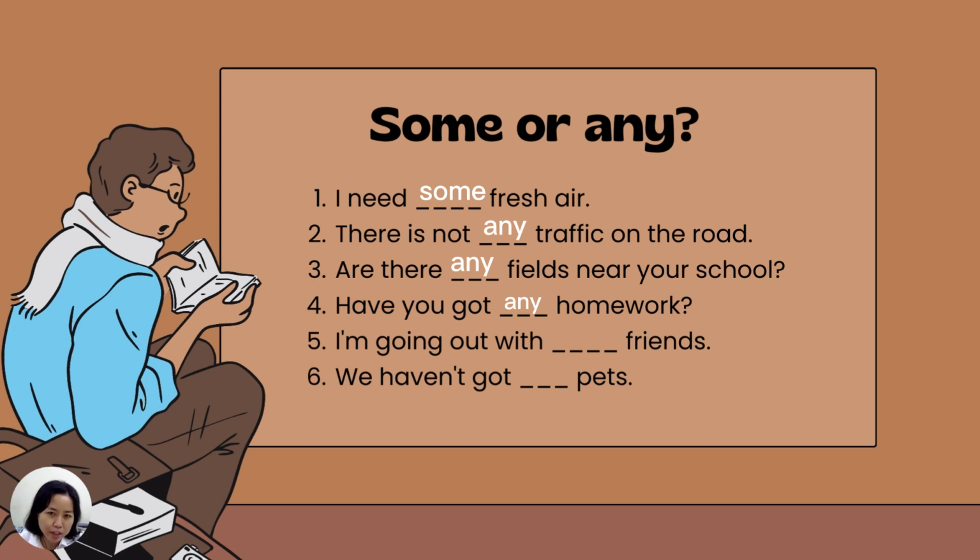I'm going out with some friends. Good. What about number six? We haven't got blank. Are you sure this one is some? Yes, any. True. Why do you think you should answer with any? Because, yes, this one is negative. How do you know that this sentence is negative? From haven't. Good. Not here shows us that the sentence is negative.